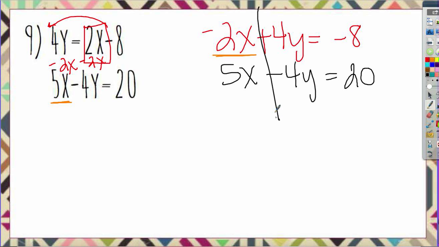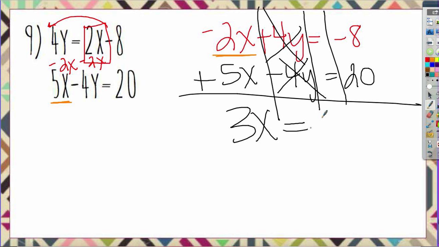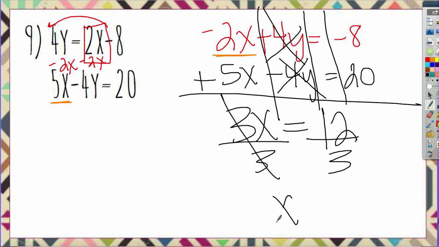So now that the x's are aligned, the y's are aligned, equals aligned, constants aligned, when I go and try to add them, the x's will not cancel out, but I see that the y's will actually cancel each other out. There's a positive 4y and a negative 4y, so they'll cancel each other out. Negative 2 plus 5 leaves us with 3x. Negative 8 plus 20 leaves us with 12. When I divide both sides by 3, I find out that our x-coordinate is equal to 4.